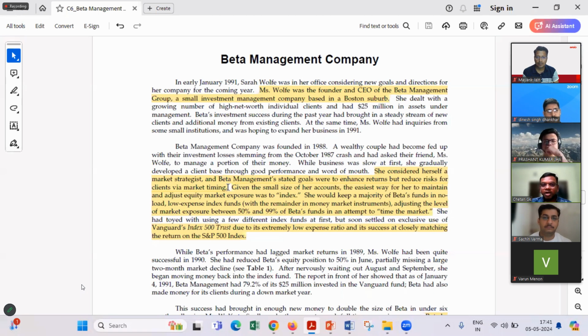Okay, so timing the market, in 99% of the cases, it will not happen. Even if you have tried it many times, you must have been unsuccessful. If you are successful, it is only by chance. Okay, that is all about market timing.